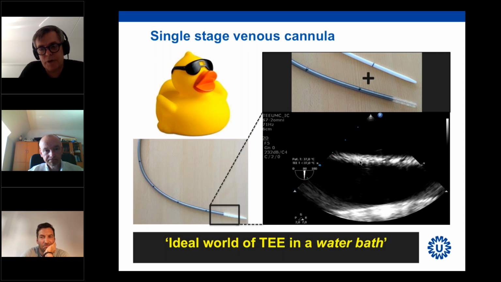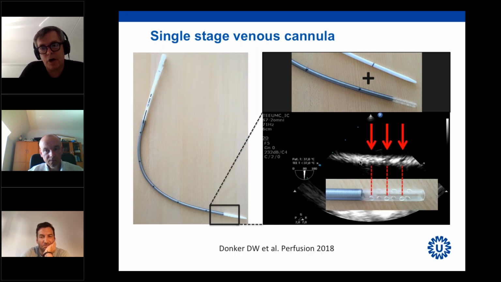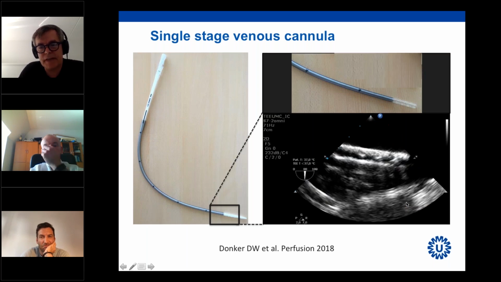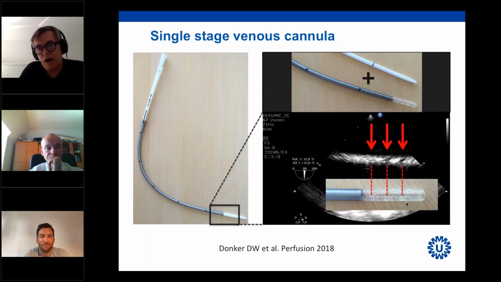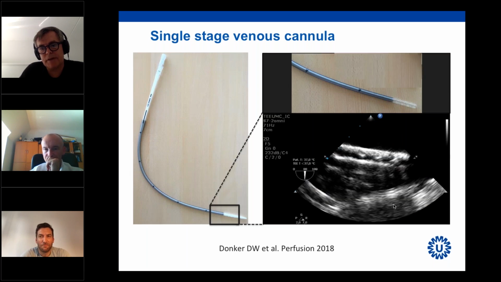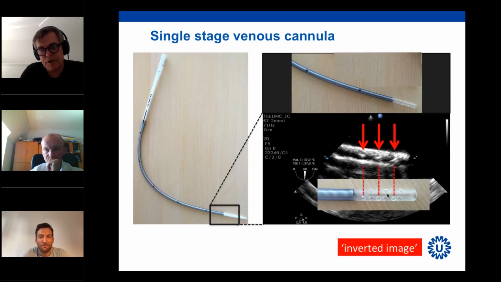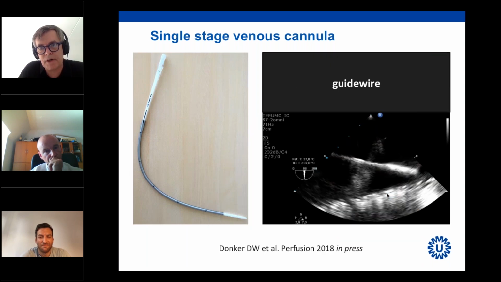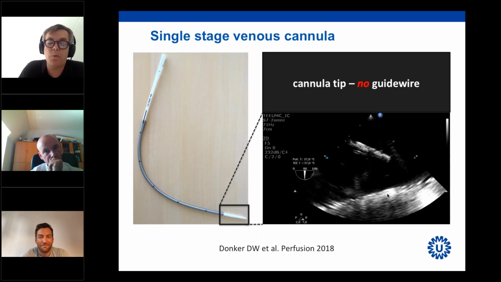So this is the ideal world of a water bath, but in a patient it can be even more complex. If you look very carefully, you can see here the holes of the tip of the single-stage venous cannula. So again, this is the situation of the cannula with the obturator, but if you retract the obturator, then you can see that the image inverts. So you get an inverted image. So you should realize that the cannula looks much different when you do the cannulation procedure in comparison to the situation later on when you monitor the position of the cannula. So again, the guide wire, and this is the cannula tip without the guide wire.